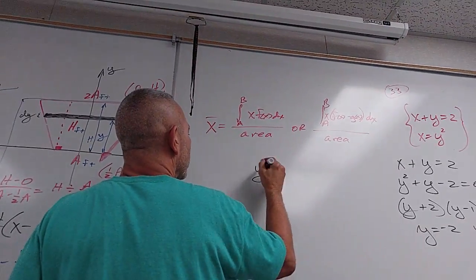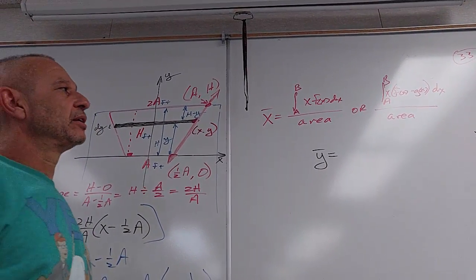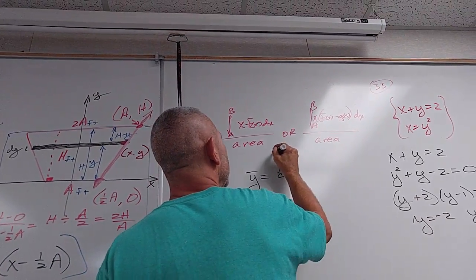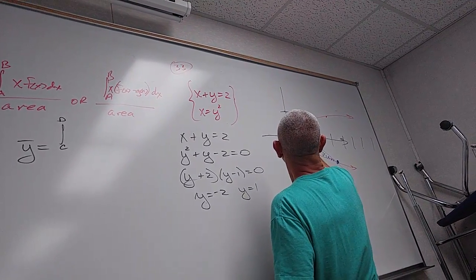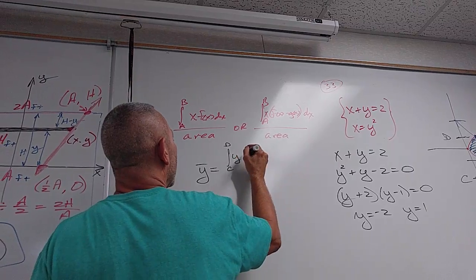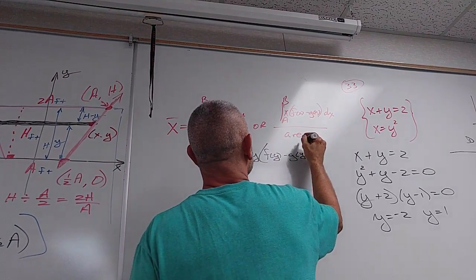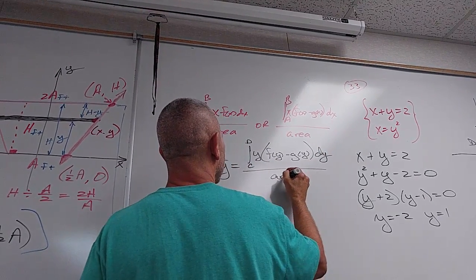Well, now it's not going to be x bar that you're finding, it's going to be y bar, and it's going to be the integral, let's say, from c to d, and it's going to be y, f of y minus g of y, dy, divided by the area.